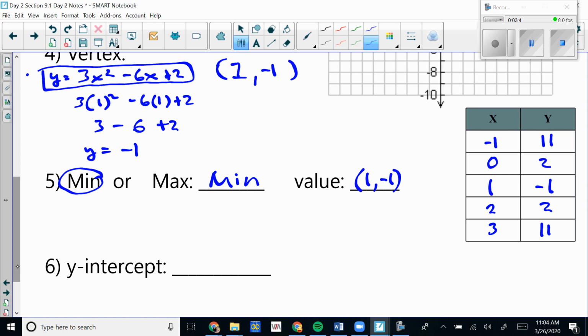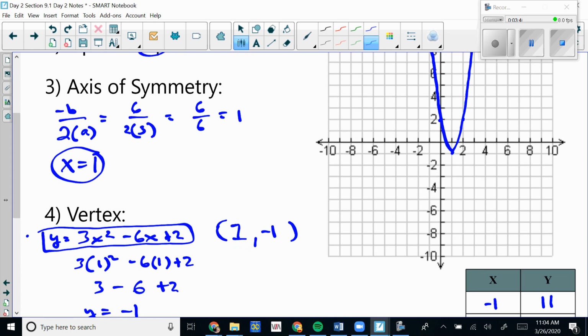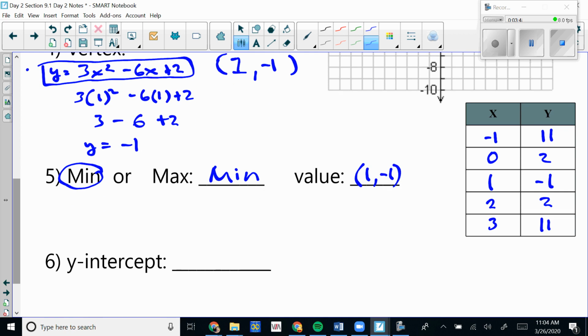The y-intercept. So you can do this a couple ways. You can look at your graph and see that it crosses at this point 0, 2, or wherever x equals 0 on your chart, that would be the point 0, 2 also. So our y-intercept is 0, 2.